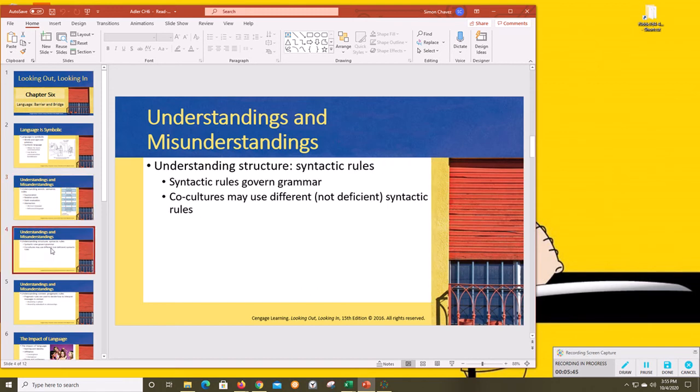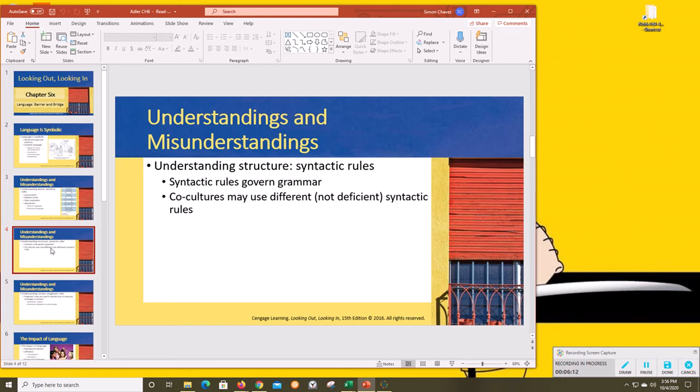The second rule is syntactic rules. This is how we govern grammar. This is the correct way to speak and the correct way to write. Alright? So I don't say, "I and Pam are going to the store." Pam and I are going to the store. So it's the correct way to speak. May I have a glass of water? It's the correct way to write sentences.